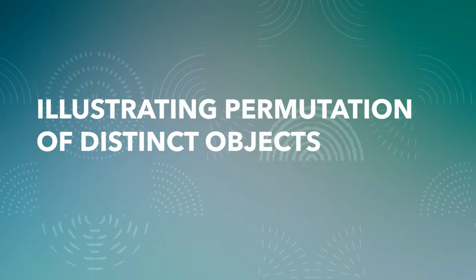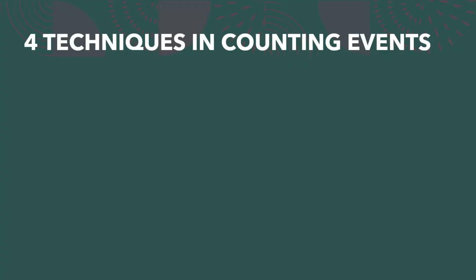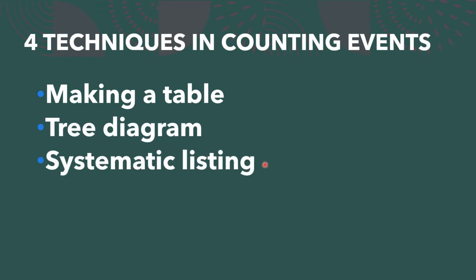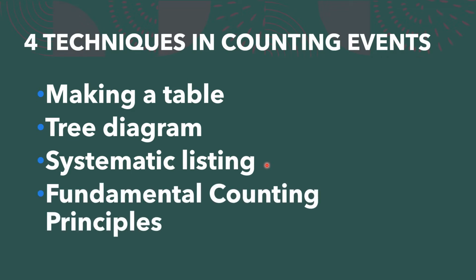In this lesson, we're going to discuss illustrating permutation of distinct objects. We need to discuss first 4 techniques in counting events. First, making a table. Second, using a tree diagram. Next, systematic listing. And the last is fundamental counting principles.